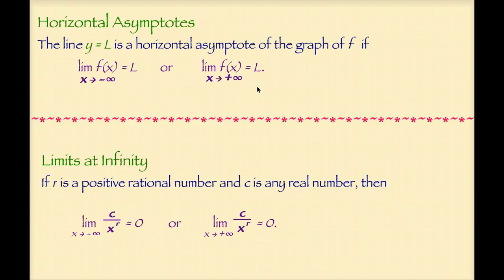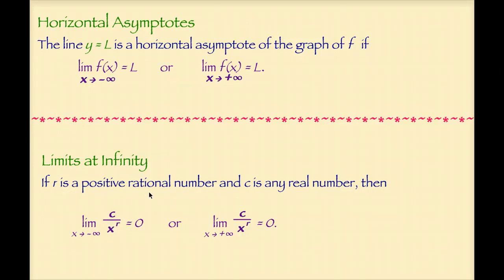Now that we've established the connection between limits at infinity and the horizontal asymptotes, let's start looking at what limits at infinity would look like for certain types of functions. We'll start with rational functions. And notice here we have a simple rational function where the numerator is a constant and the denominator is a variable raised to a power.